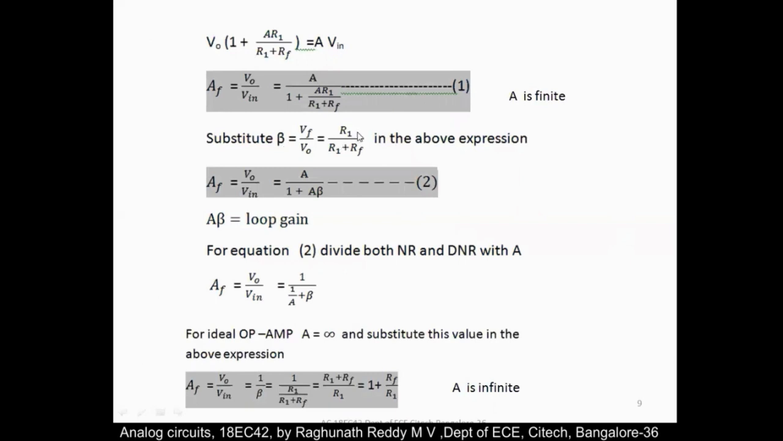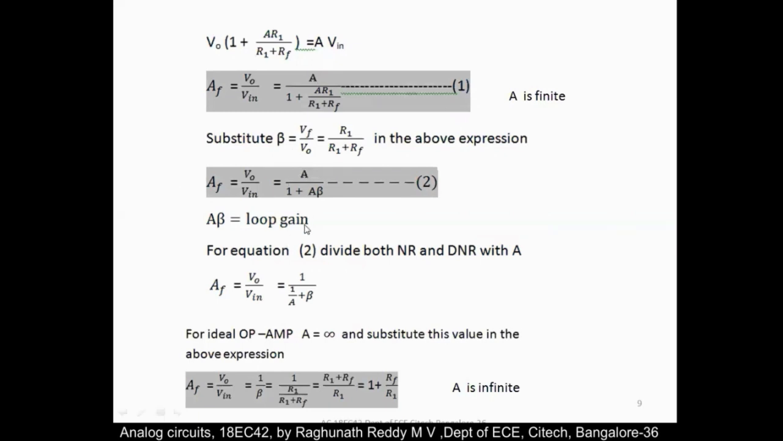You know that beta equal to R1 divided by R1 plus RF. Substitute in this expression, closed loop gain AF equal to A divided by 1 plus A beta. After connecting negative feedback to any amplifier circuit, the closed loop gain is decreased by 1 plus A beta, where 1 plus A beta is called the feedback factor and A beta is the loop gain.